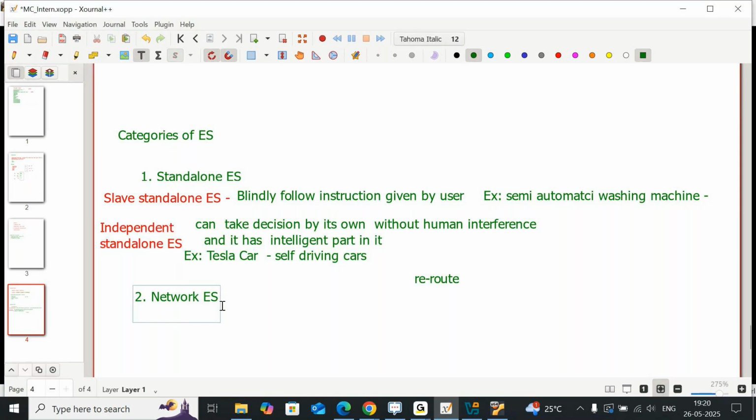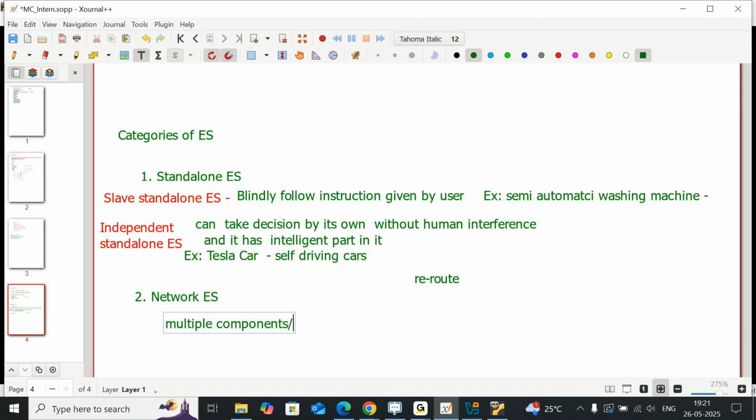The next category is the network embedded system. So what do you mean by network? Connection. Network means a network connection, maybe wired or wireless connection, an interconnection of devices. Yes, exactly. So network in an embedded system means there will be a connection. Multiple components are connected in a network embedded system.